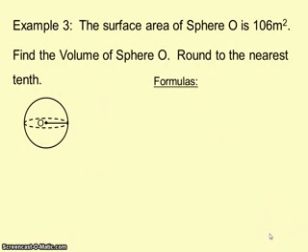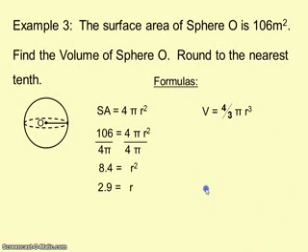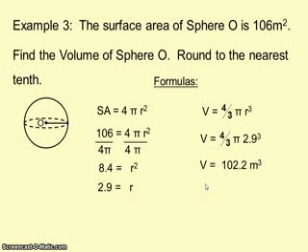Again, start with the formulas. Surface area and volume. We're given the surface area this time, so we're going to substitute that. And this time we can just divide by 4 pi on both sides. That will be 8.4 is equal to r squared, square root both sides, and that gives us 2.9 for r. So now we can just substitute 2.9 into the formula for volume. Enter it in our calculator, and our answer is 102.2 cubic meters.